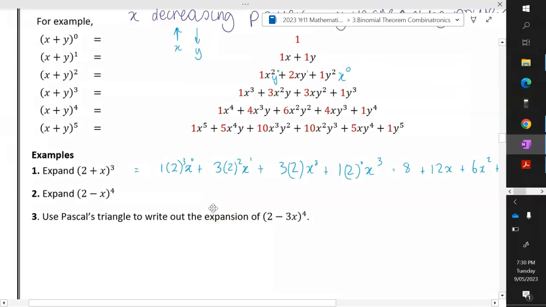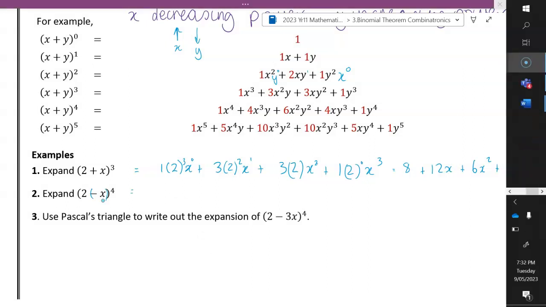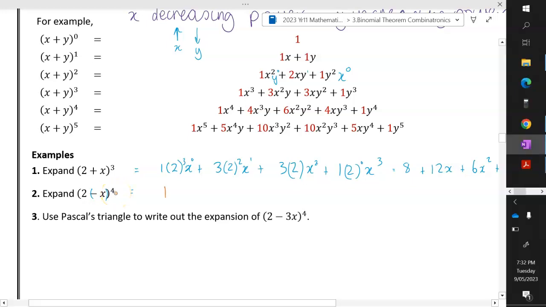Okay, now this one, we just need to make sure that when we do the x, we take the minus with that x as well. Okay, step 1 is I like to find the coefficients of our powers of 4 first, which are 1, 4, 6, 4, and 1. Again, you might get into the habit where you can do a term all at once, but I like to use that consistent method so that I don't make mistakes.